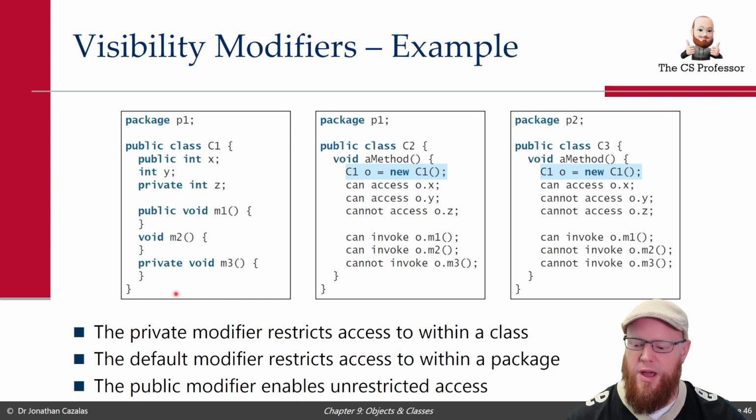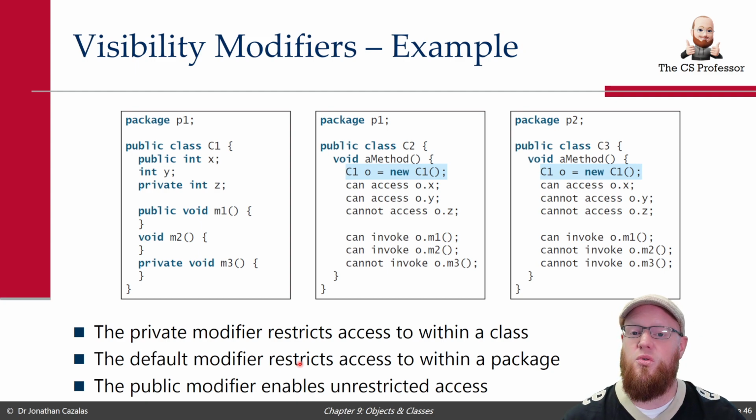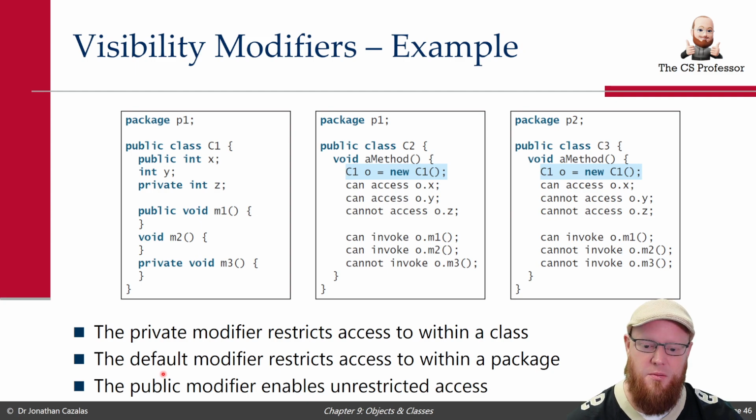So let's first remind ourselves of what we said on the previous slide. The private modifier restricts access to data members, to variables, and to methods to within the same class in which they are defined. The public modifier is unrestricted; you have free access anywhere, everywhere. If you use neither of those modifiers, you don't put the word public or private, that means you have default visibility, which restricts access to a given package.